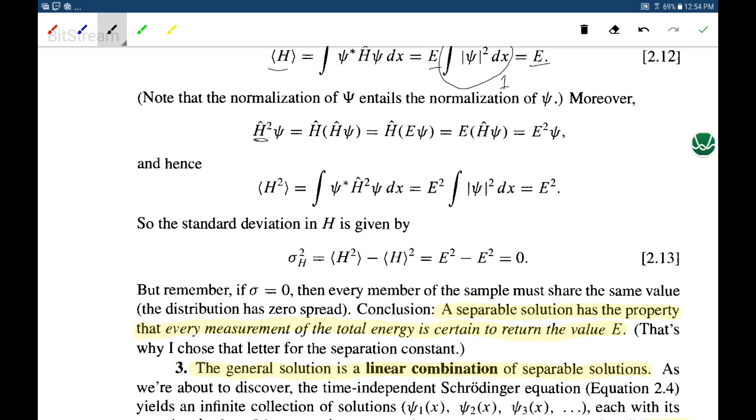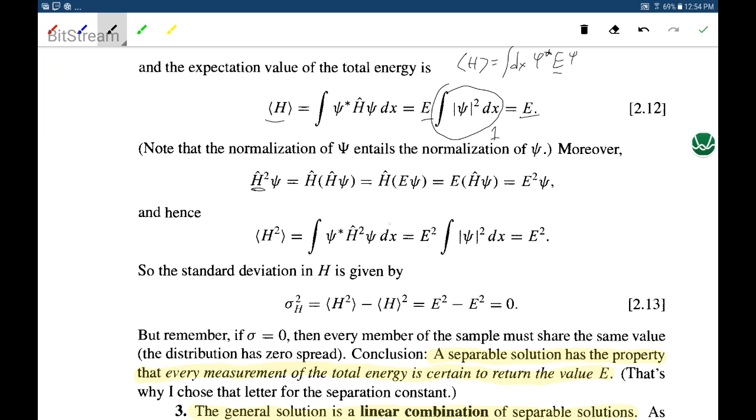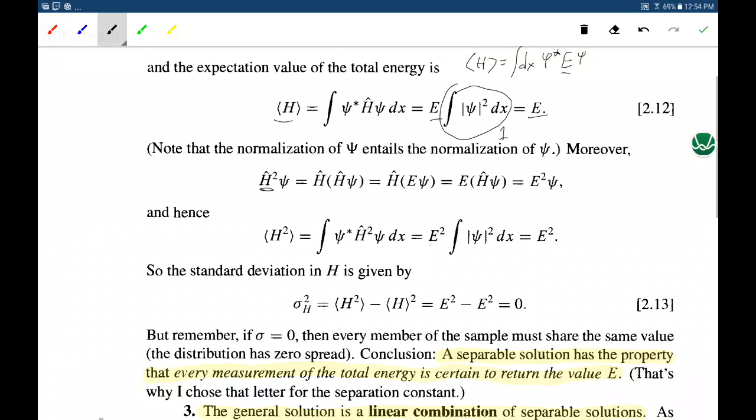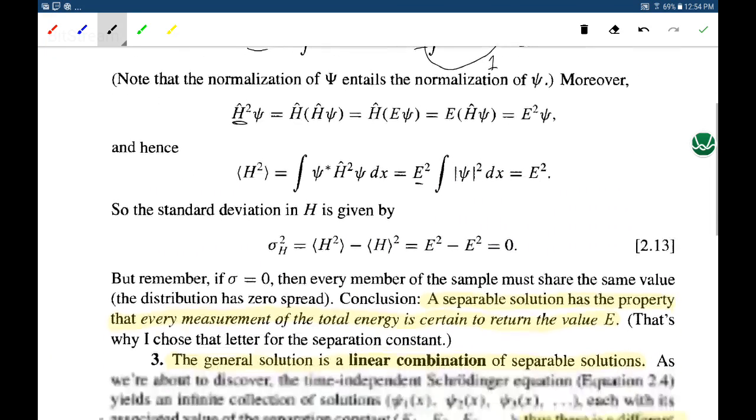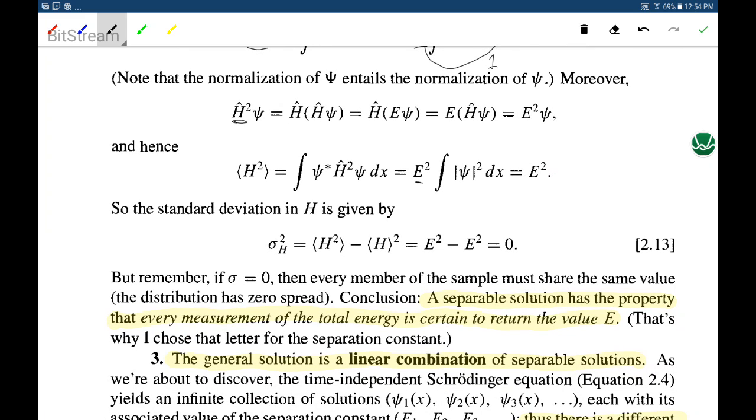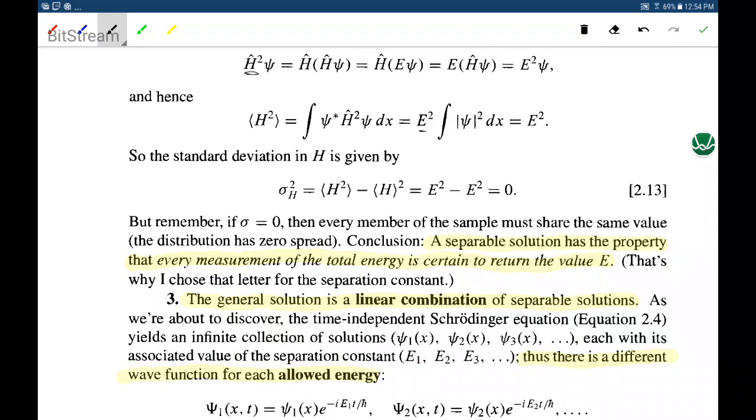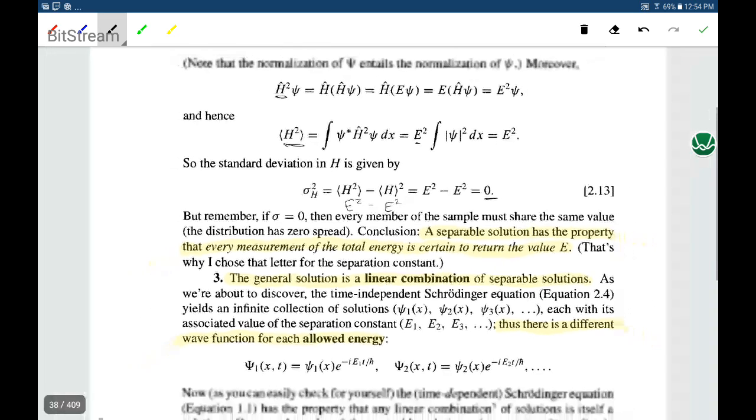Do the same thing for the Hamiltonian squared. We go through the exact same argument. It's just that I end up with E squared at the end of it. So I get E squared. Then if I want to take my standard deviation, I take this result, which was E squared, minus the first result, which was E, but I square it, and we get a big fat 0.